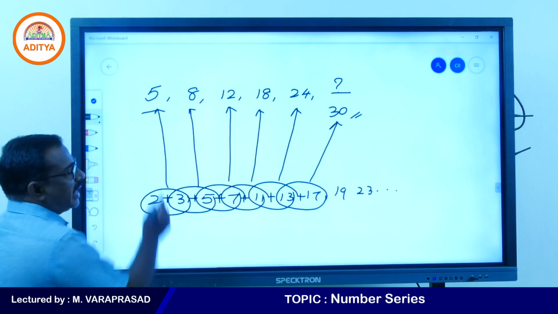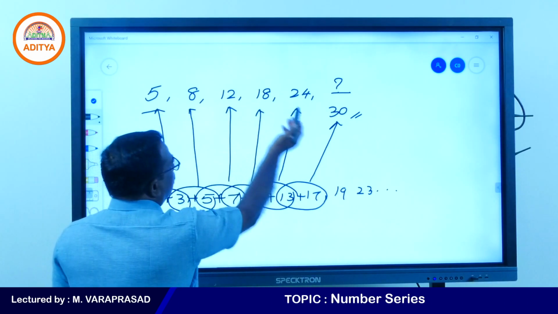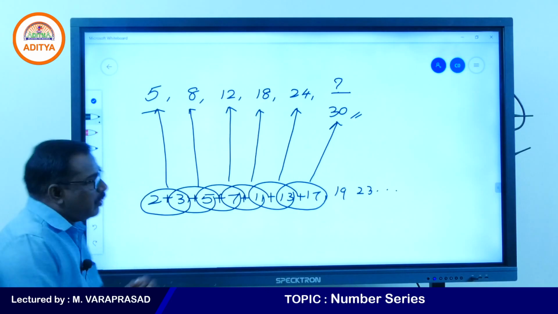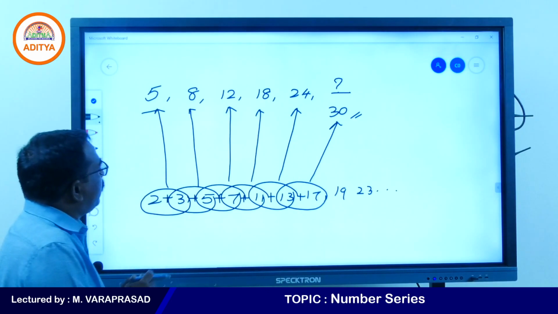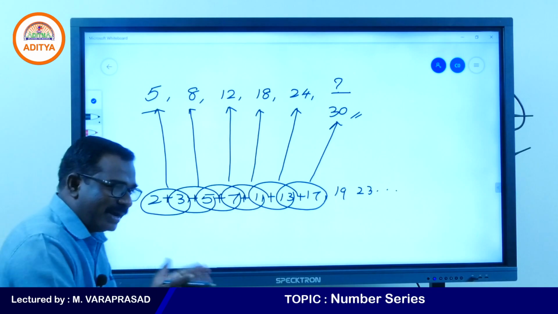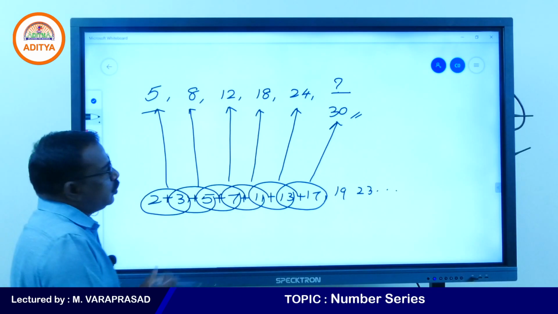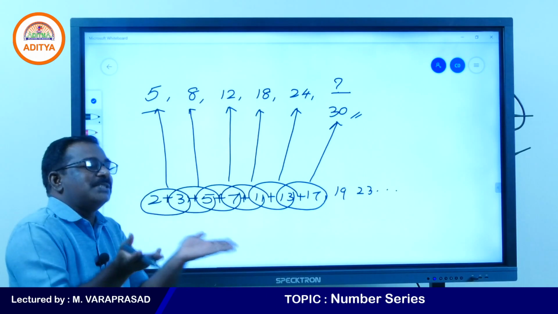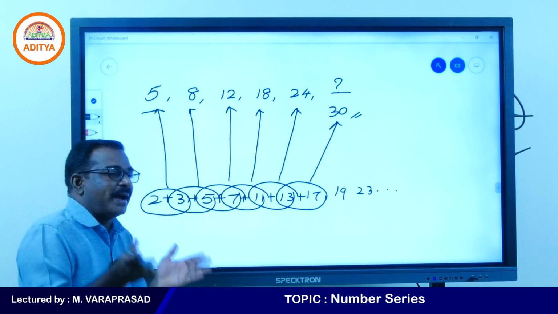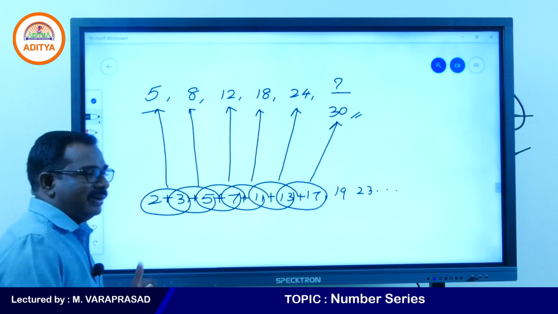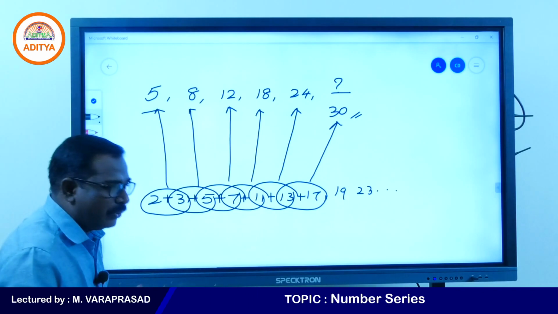Is there any more way anybody got by adding or subtracting? There are many ways of relating the numbers: adding, subtracting, multiplying, dividing, squares, square roots, primes.